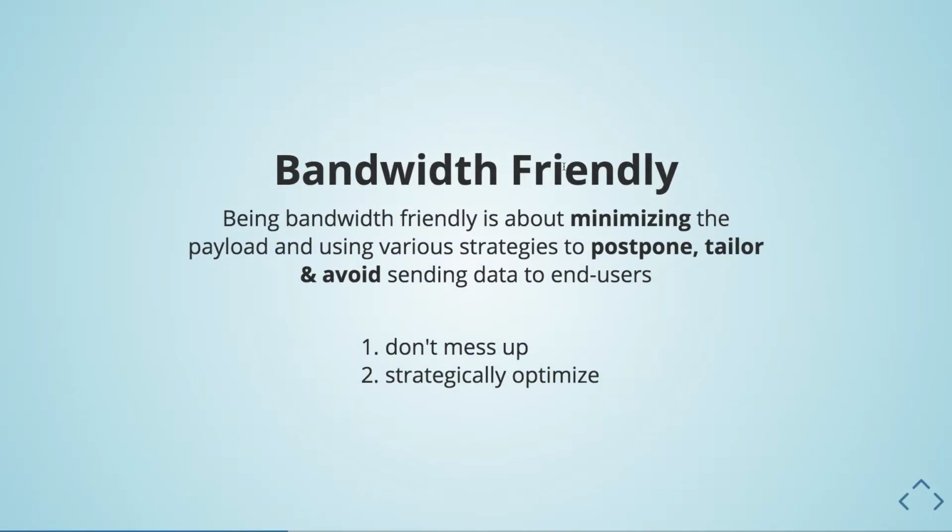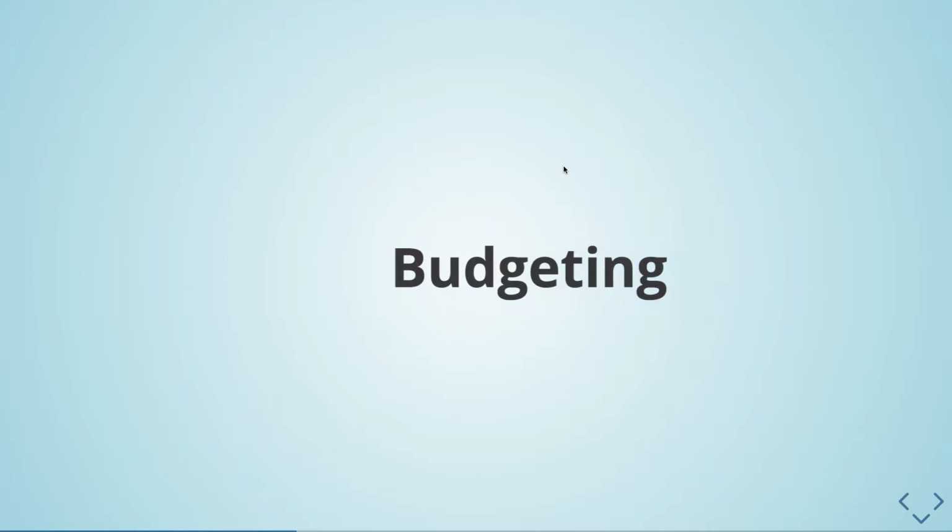So bandwidth-friendly, I say, is about minimizing the payload, using various strategies to postpone, tailor, or avoid sending down data to end users, right? And it's really two categories. One is don't mess up. There are just some fundamentals that we should be doing. And then on top of that, if you can get the time, if you can make it a priority, right, you optimize. And we'll talk about that.